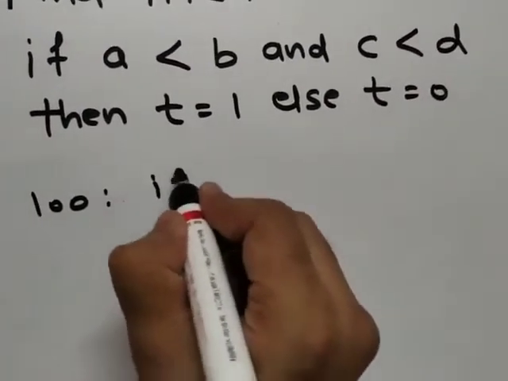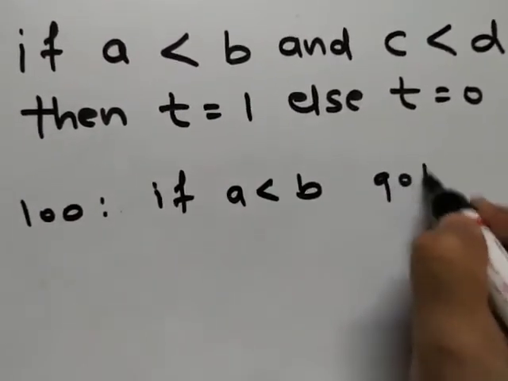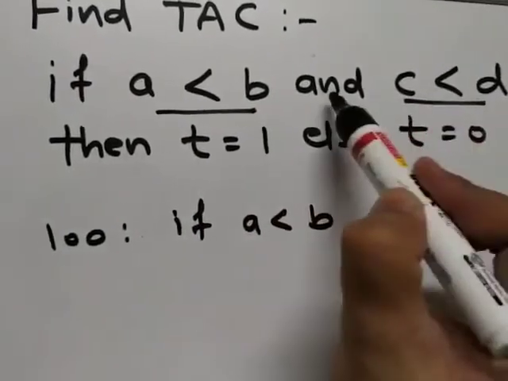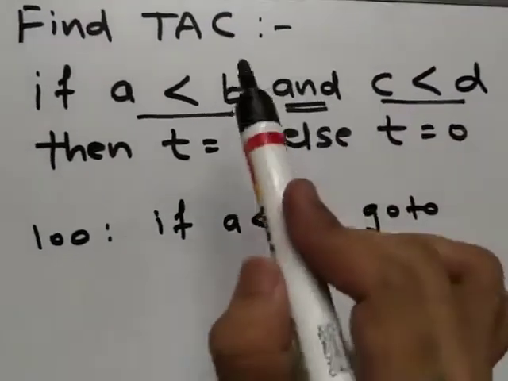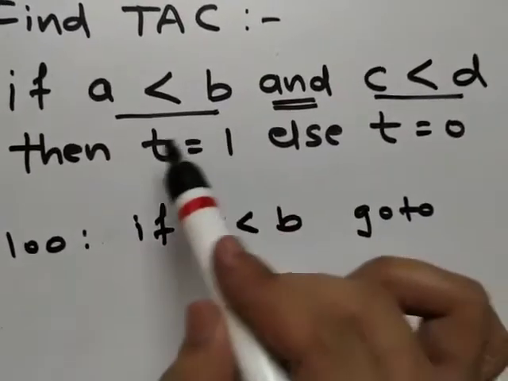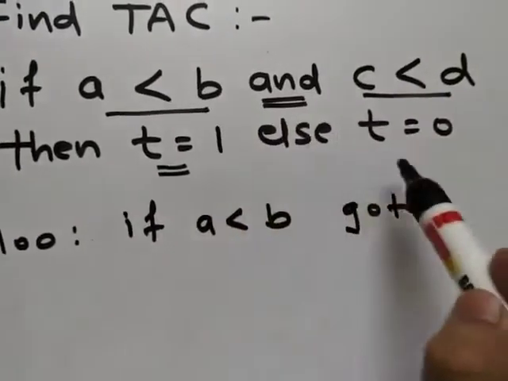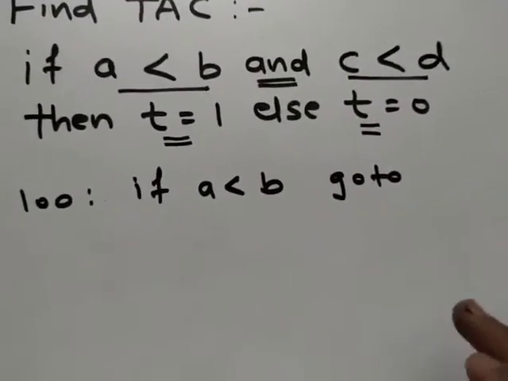If a less than b, then go to. Now you can observe here, this expression and this expression are separated by an AND condition. So what is the property of AND? If the first is true and the second is true, then only it will go and execute the if part, that is t equal to 1. If one of them is false, it will simply go to the else part. So just keep in mind this property and go accordingly.